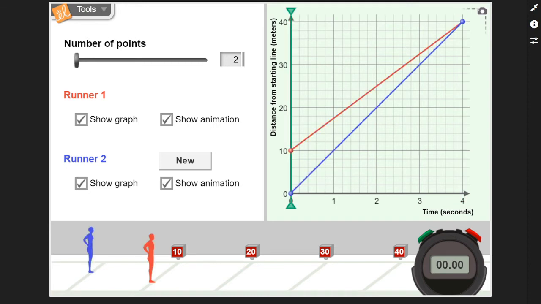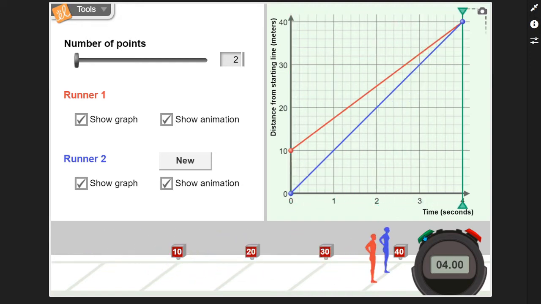All right, we're going to have a race. It's going to be the blue woman versus the red man. Who do you think's going to win? If you look at the graph, you can see that the red man is starting 10 meters away from the starting line, and the blue woman is starting right at the starting line. The question is, who is going to reach this 40-meter line first? If you look at the graph, you can get a pretty good idea of who that's going to be. Do you have an idea? Let's watch and see what happens.